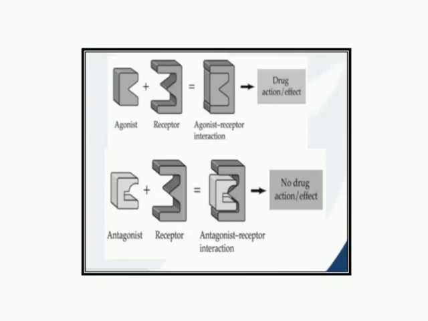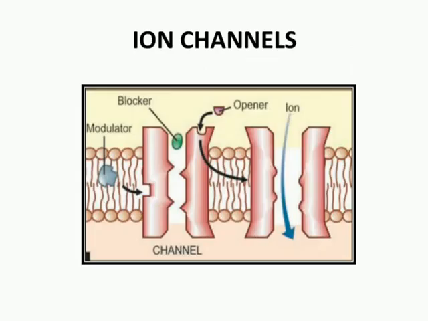Now, in this image, you are able to see that when an agonist binds to a receptor, action is produced, and when an antagonist binds to a receptor, no drug action is produced. The definitions of agonist and antagonist have already been discussed with you in the previous lectures.